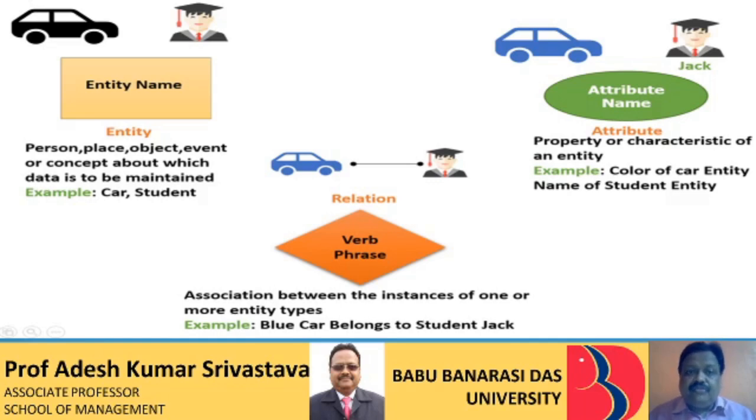Now what are attributes? These attributes are property or characteristics of an entity. For example, color of the car may be one attribute, name of the student may be another attribute, his date of birth may be another attribute, the model of car may be another attribute, the make of the car may be another attribute. So name of the student entity and color of car entity, these are attributes of entities.